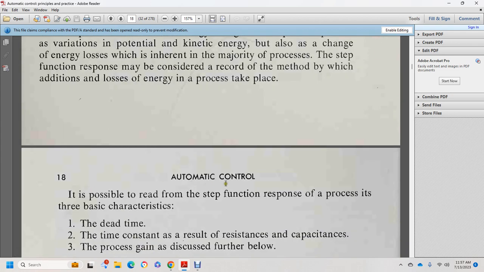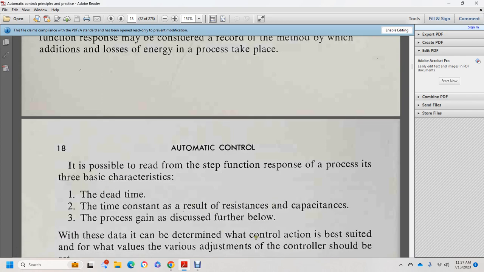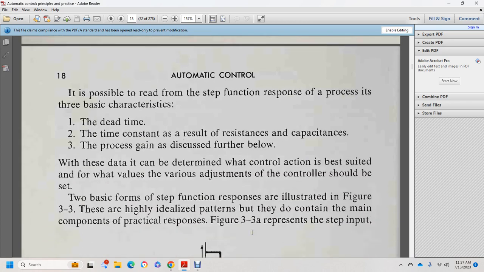It is possible to read from the step function response of the process three basic characteristics: the dead time, the time constant, and the capacity, which are discussed further below. With these data determined, the control action values should be substituted, and the various controller adjustments should be set. There are two basic forms of step function response, illustrated in Figure 3.3 with highly idealized patterns, which do not contain all the main components of a particular response.